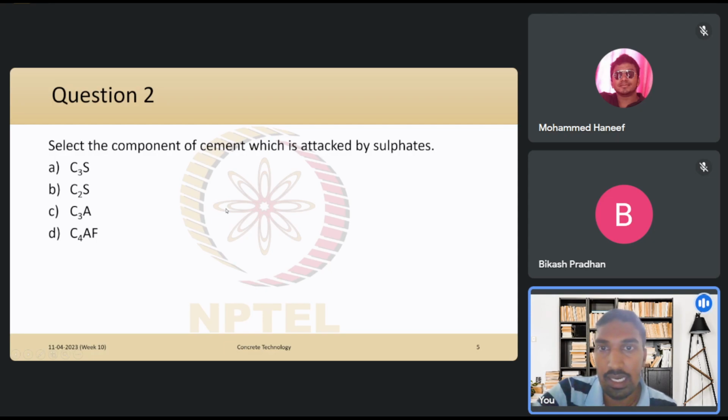Question 2 is: select the component of cement which is attacked by sulfates. The options are C3S, C2S, C3A, and C4A.